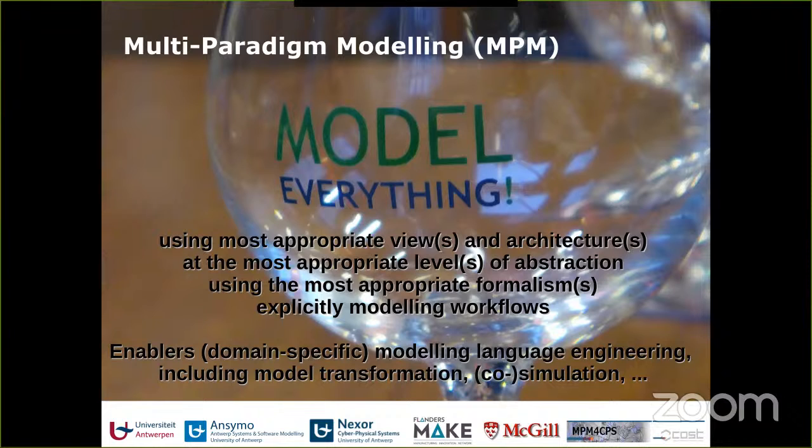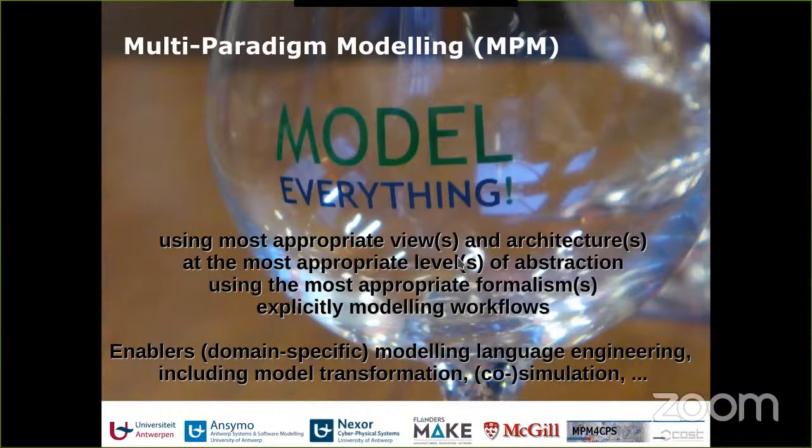If we delve deeper as a computer scientist, it turns out that modeling language engineering, the engineering of new modeling languages, possibly domain specific, including model transformation, simulation, and so forth, are actual enablers. So we as computer scientists, software engineers, system engineers, we can actually make the above work if we work on modeling language engineering. Okay, but this talk is mostly about dealing with complexity and looking at multiple views, multiple architectures, multiple levels of abstraction, and so forth.